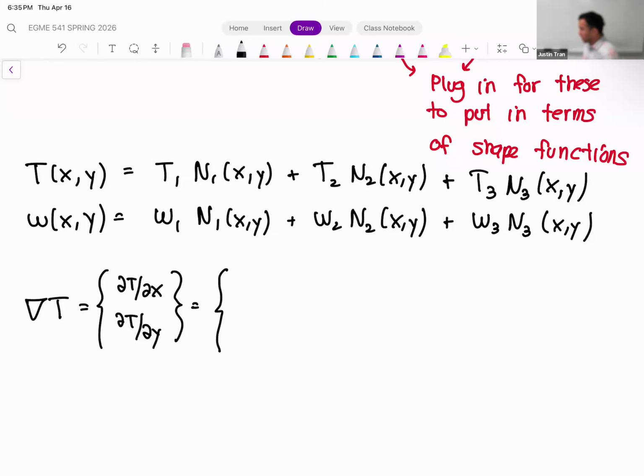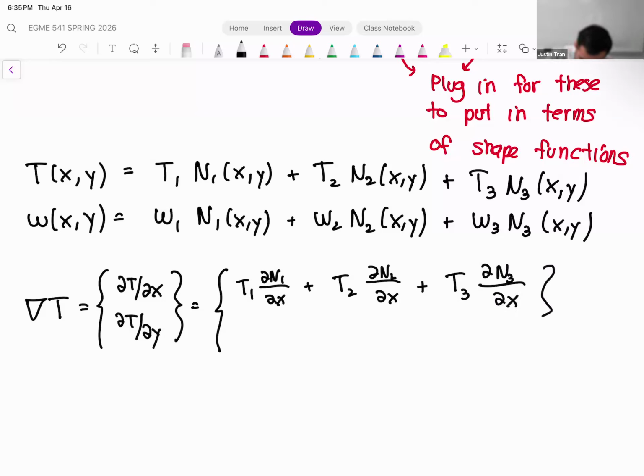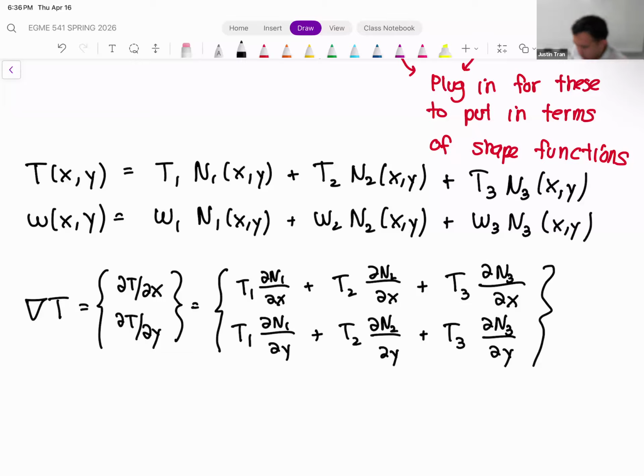Okay, so we're going to take the x derivative and y derivative of T of x and y that we have above. Okay, so that's going to be T1 partial N1 partial x plus T2 partial N2 partial x plus T3 partial N3 partial x. Okay, that's the first component of the vector. The second component is going to be everything, but we're going to take y derivatives of our shape functions. So T1 partial N1 partial y plus T2 partial N2 partial y plus T3 partial N3 partial y.